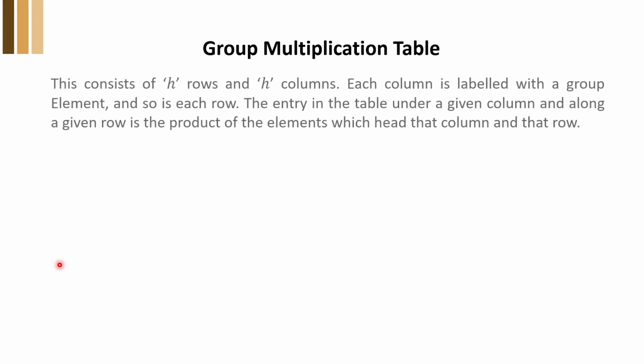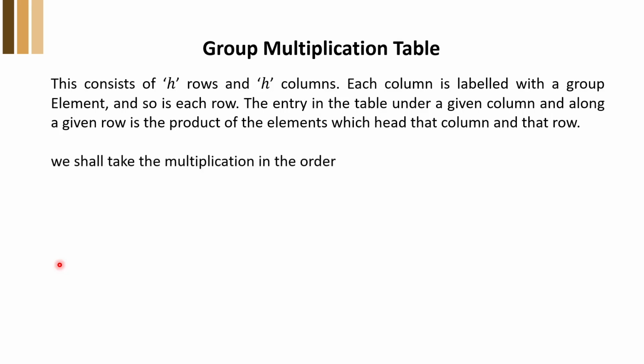In the earlier series, we have seen how a group multiplication table can be constructed in connection to group theory. A group multiplication table consists of h rows and h columns. They are labeled with the group elements, and so is each row. The entry in the table under a given column and along a given row is the product of the elements which head the column and the row.